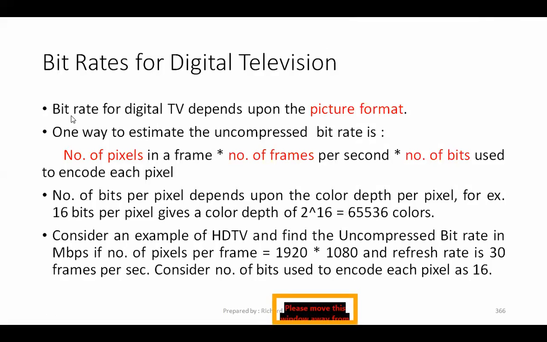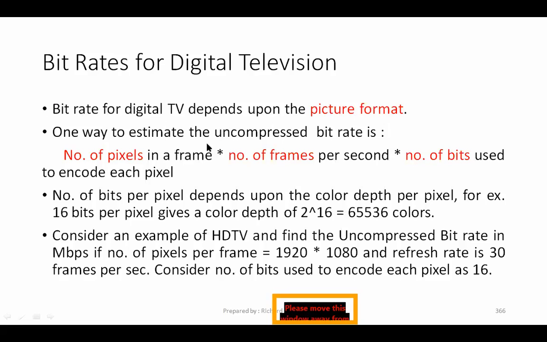So here also we do have something called bit rate. I think you would have heard of frames, number of frames. Based on the frames, the picture quality also does increase, and the unit of a photo is a pixel. Bit rate for digital TV depends upon the picture format.